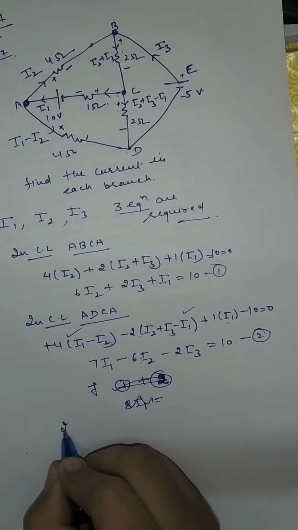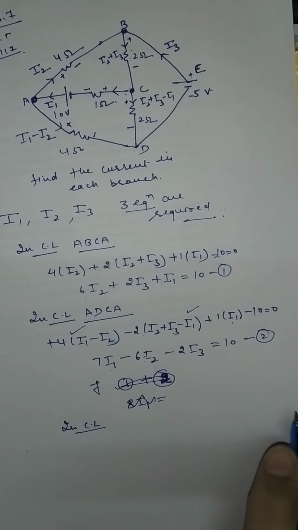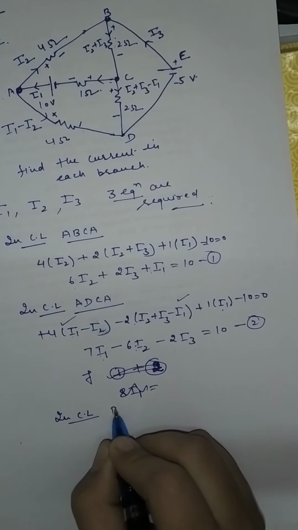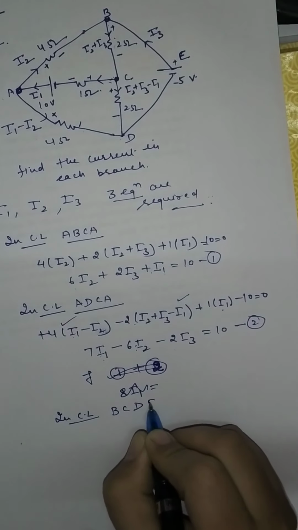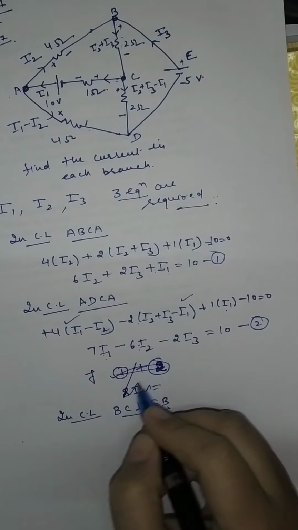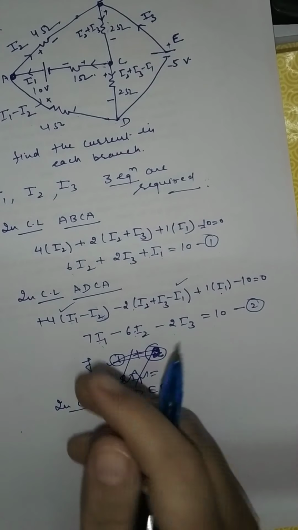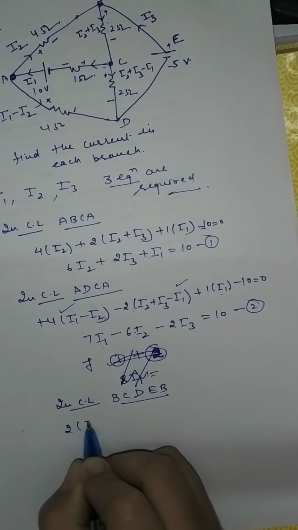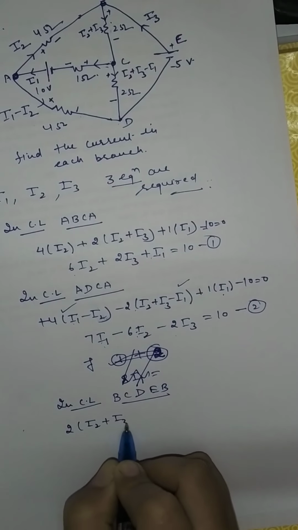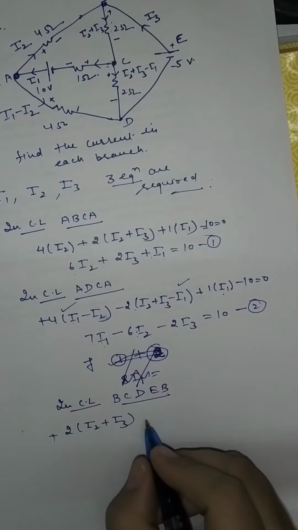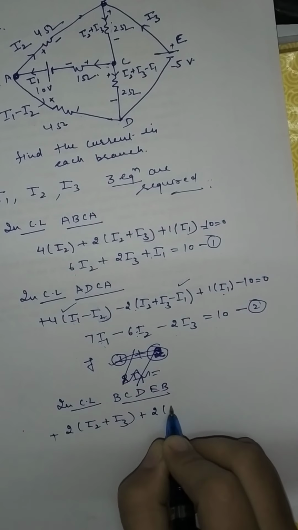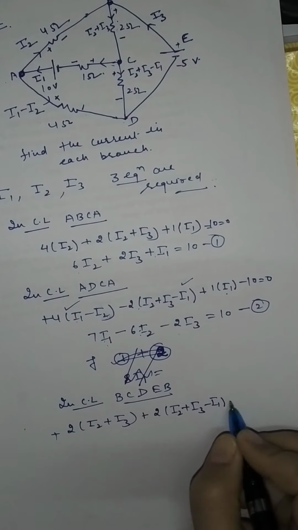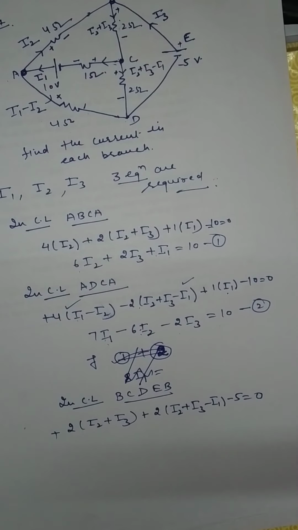Next loop is in the closed loop B C D E B. B C D E B में अगर आप पहला चलते हो तो this is 2 into I2 plus I3 plus sign. First sign I have taken plus of 2 into I2 plus I3 minus of I1. Then it is first sign minus 5 equal to 0.